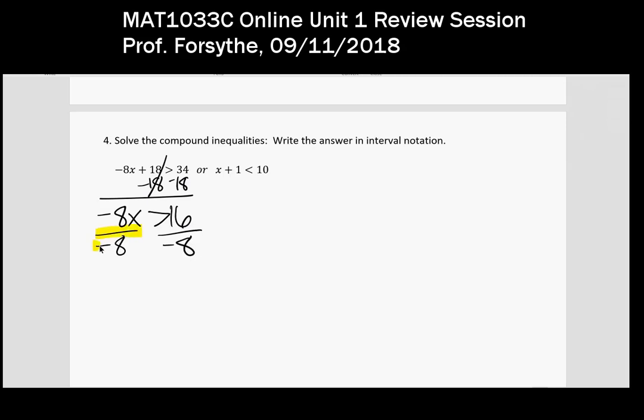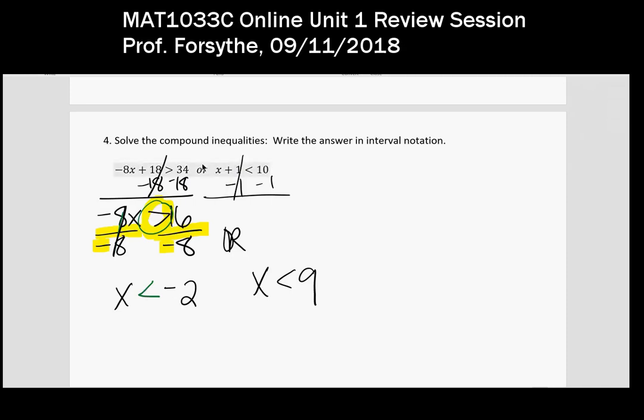Now, we're dividing by a negative. So that means we have to flip the inequality. That's going to turn into less than. So now we have x is less than 16 divided by negative 8 is negative 2. Okay? So now let's do the next one. So we have or. This was simpler, so subtract 1 on both sides. So we have x is less than 9.